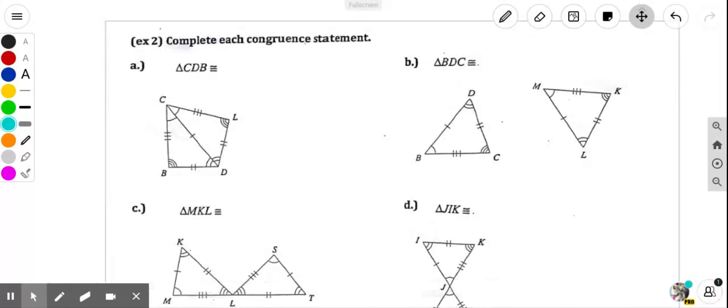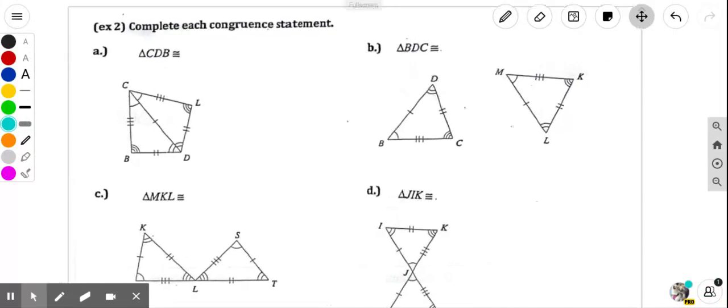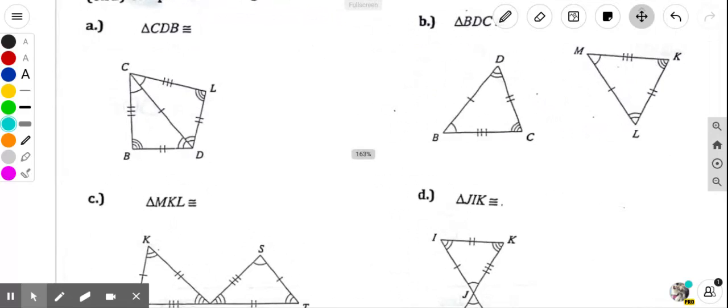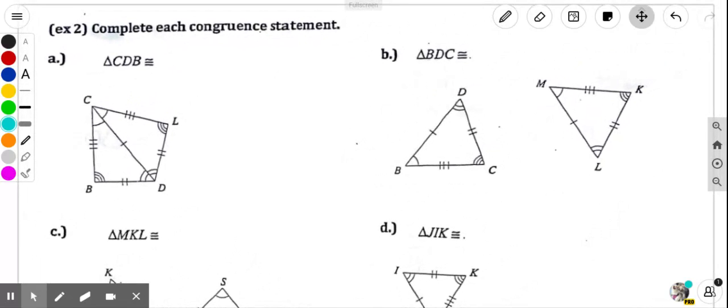And then the last part of this, actually, just kidding. There's two more things. This part is just practice with giving the congruent statement, like filling it in. So if I went from C to D to B for the first order, starting with the angle with one arc, then going to two, then going to three, same idea, 1, 2, 3. So it's going to be triangle CDL.